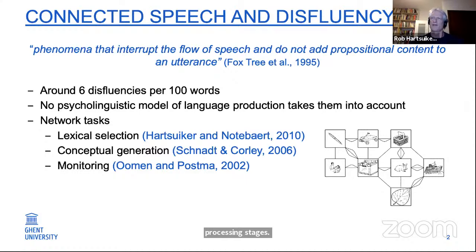Many of these studies have used the task you see over here, the network task, in which people describe a network of pictures that differ in particular features that you want to manipulate, so that you can incur difficulty at one particular level of production while keeping other levels of production constant.